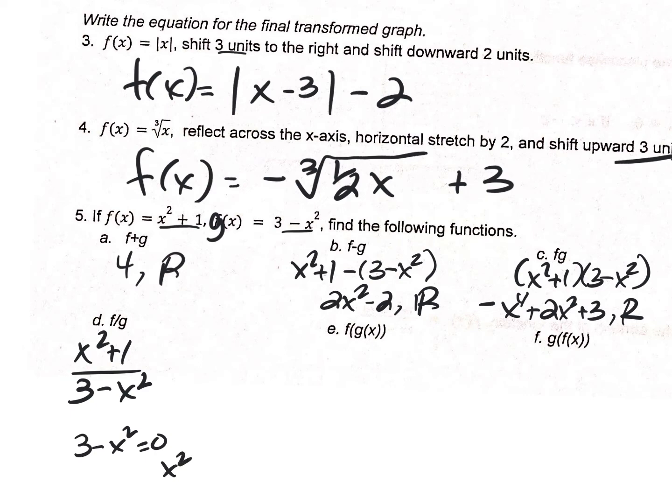So I'll move the x squared over here, take the square root, and you get plus or minus the square root of 3. Now, my domain is going to be all x's except for positive and negative square root of 3. All right, when you get to part E, a little bit different.